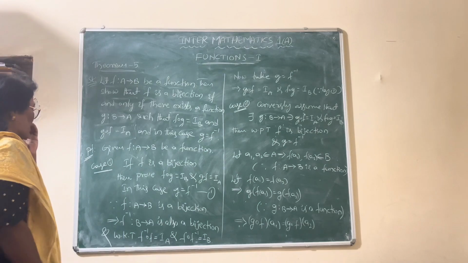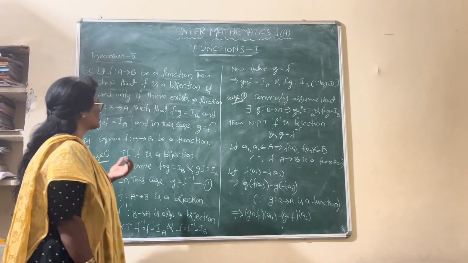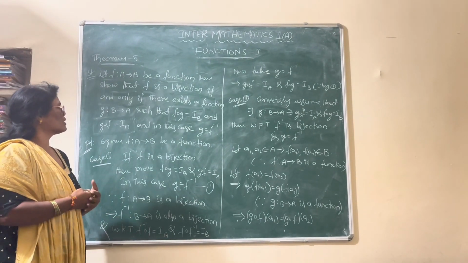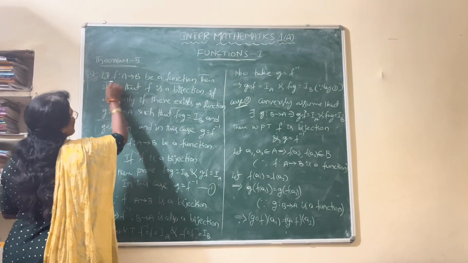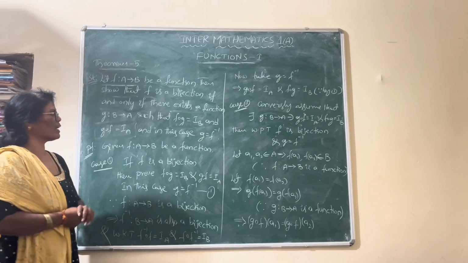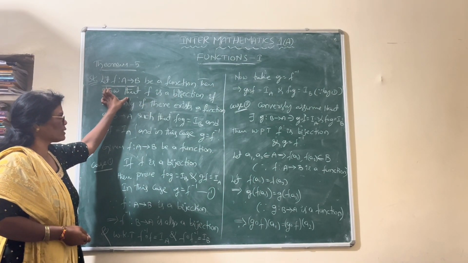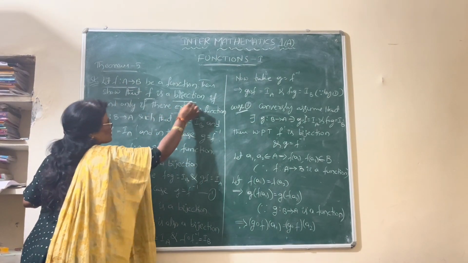I'm explaining the functions topic right now. In these important questions, I'm discussing the fifth theorem today. The statement given here is: let f be a mapping from A to B. This is a function, and we need to show that this function f is a bijective function.